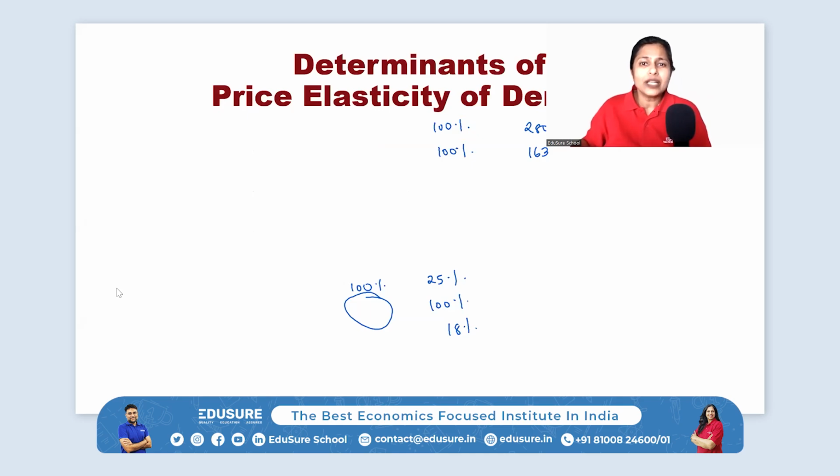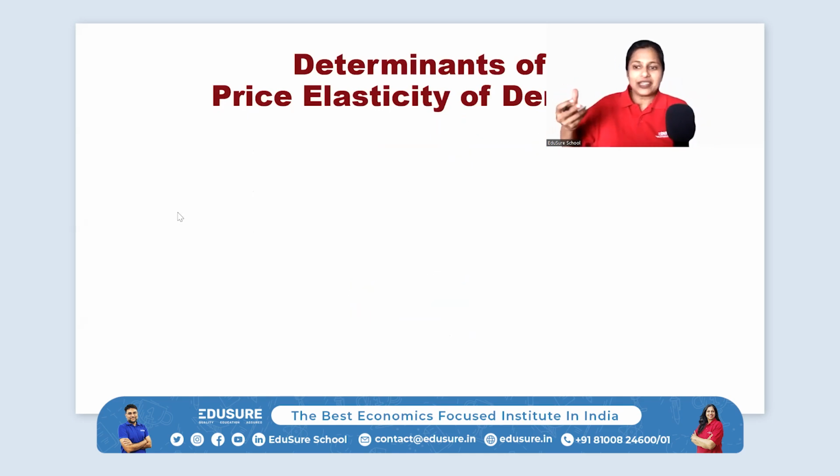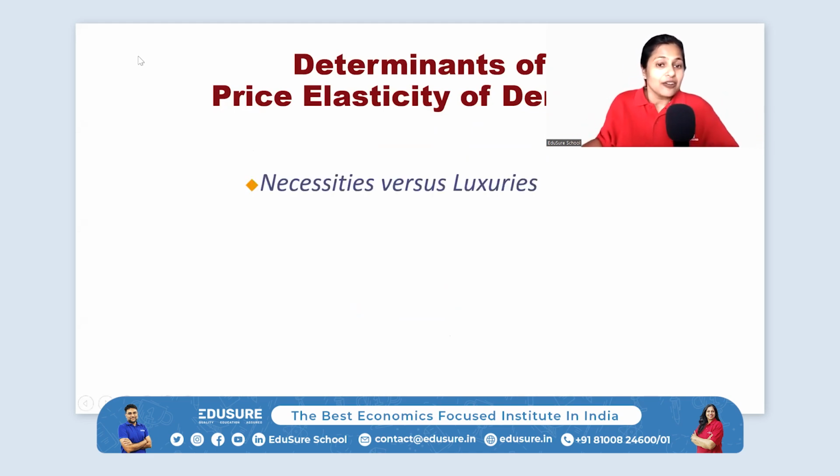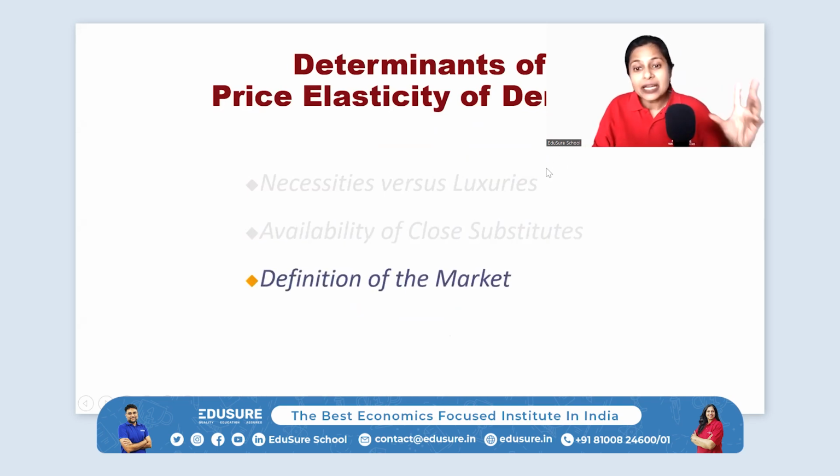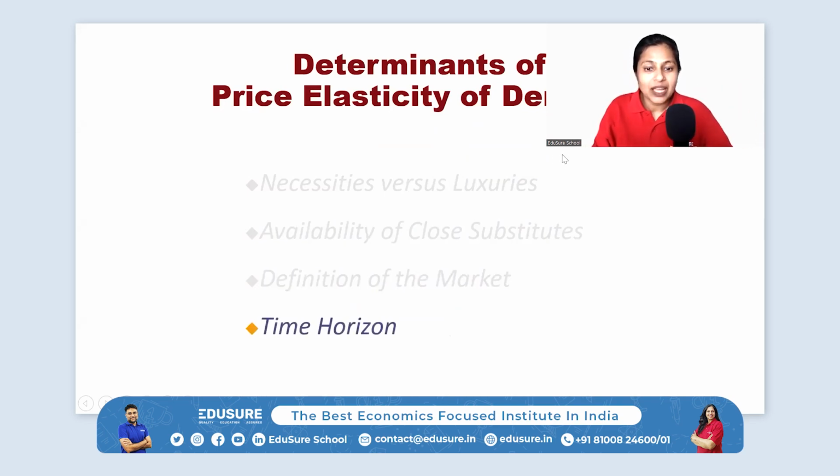ऑलराइट, नाउ लेट्स गो टू ये इलास्टिसिटी जो इतनी डिफरेंट होती है फॉर डिफरेंट गुड्स, क्यों होती है? What are the determinants of this price elasticity of demand? First, is it a necessity or is it a luxury? What is the availability of close substitutes? हम किस चीज से उस गुड को सब्स्टिट्यूट कर सकते हैं? What is the market size of that good? And what is the time that we are looking at? Now let's understand each of these factors in detail.